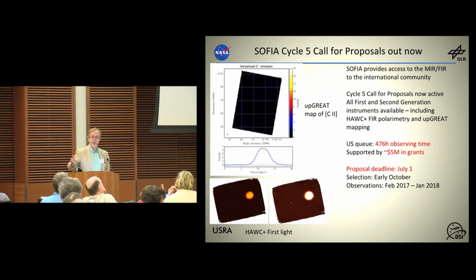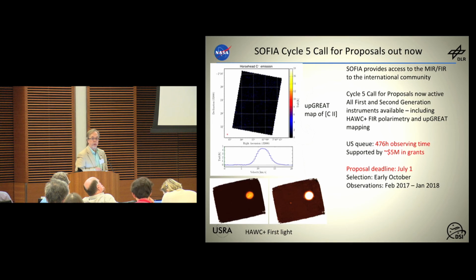My point here is just to point out to you that the Cycle 5 call for proposals for SOFIA is now out. There's about 475 hours of time coming up and about $5 million worth of GI funding, which I think a lot of people are interested in. The proposal deadline is on July 1st. Observations start in February. If you have any questions, come and talk to me.